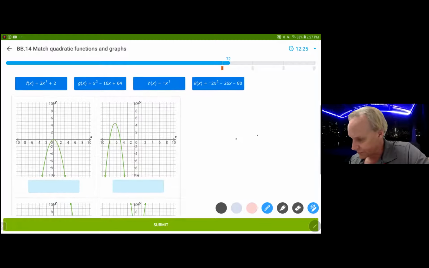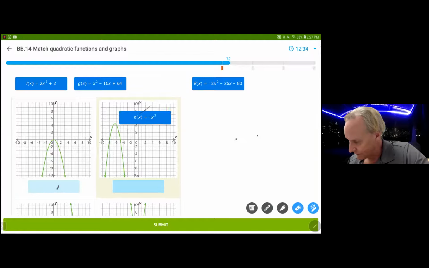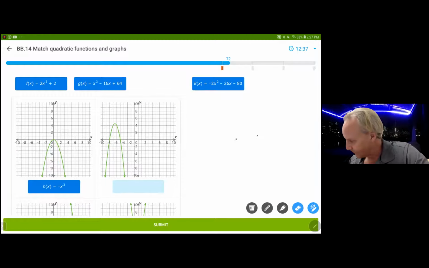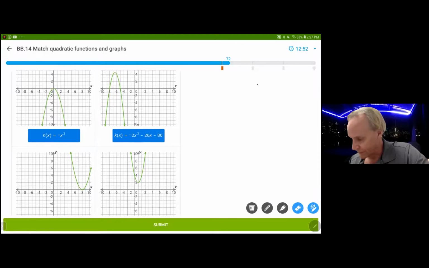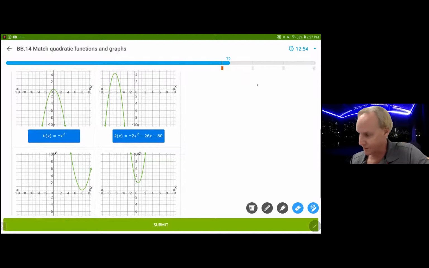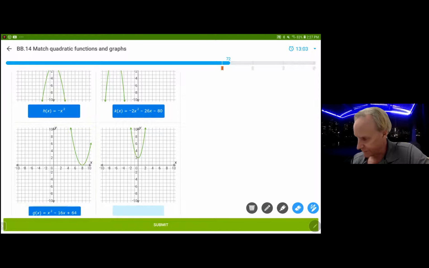So this first one here is our -x². Oh, let me get rid of that real quick here. And there we go. And now this one is going to go at -8 and -5. That's this guy right here, and it's extra steep. This one is the one that has 8, 0 as its vertex, and that's going to be this guy right here. Oh, the wrong place. There it is.